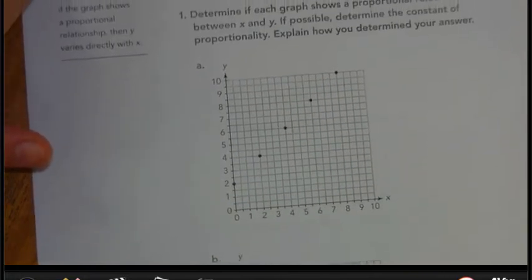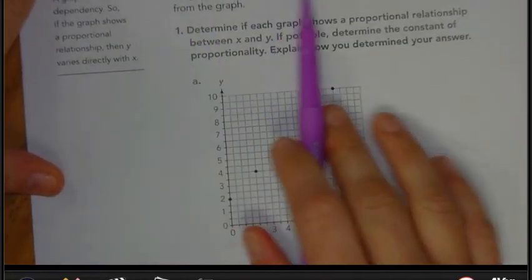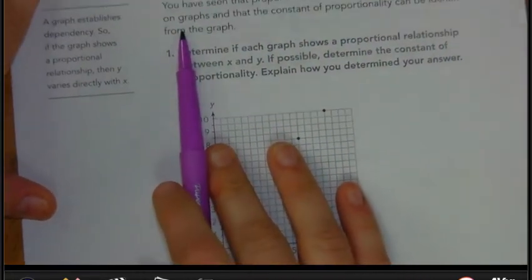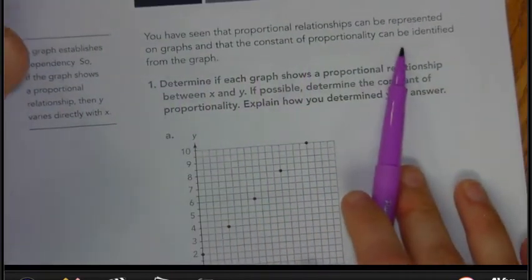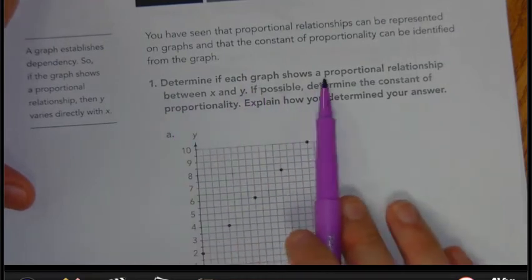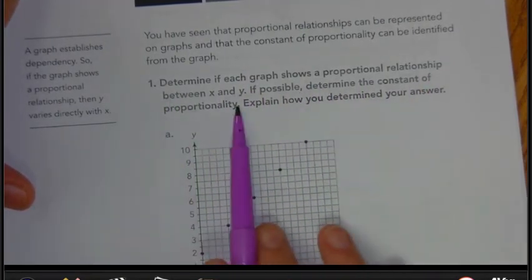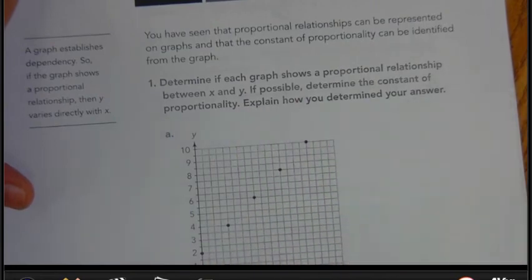So 3.3, determine the proportional relationships of our graph. You've seen proportional relationships can be represented on graphs, and the constant of proportionality can be identified from the graph. Number 1, determine if each graph shows a proportional relationship between x and y. If possible, determine the constant of proportionality and explain how you determine the answer.